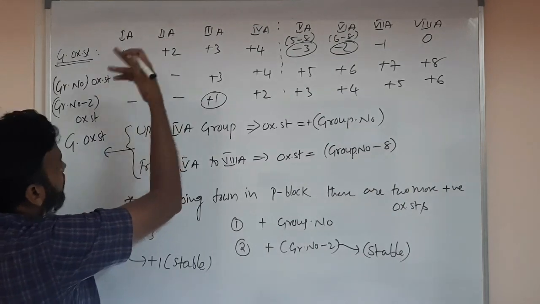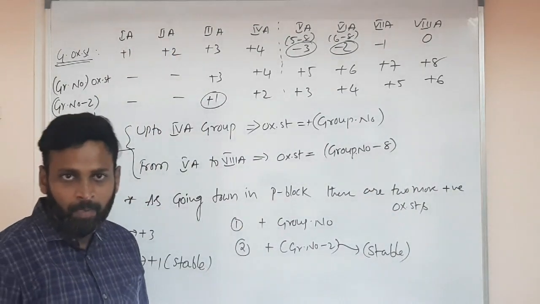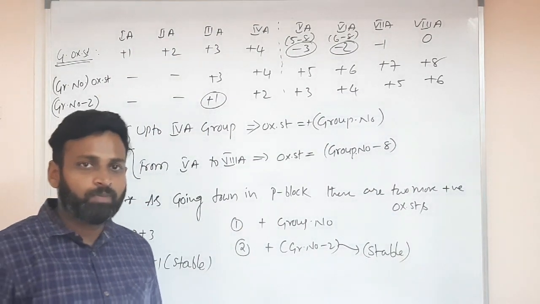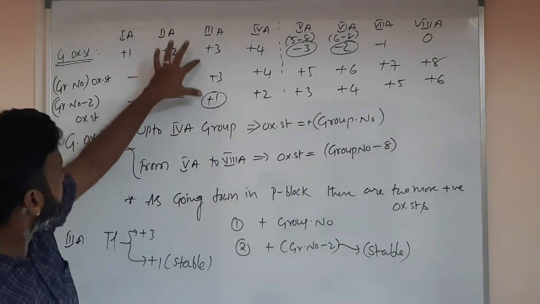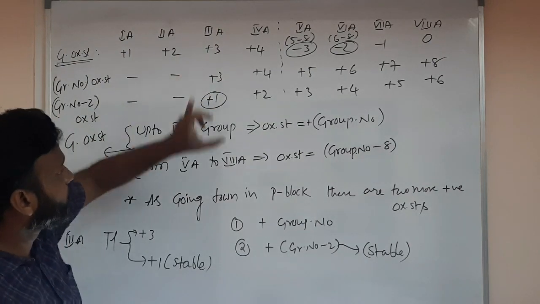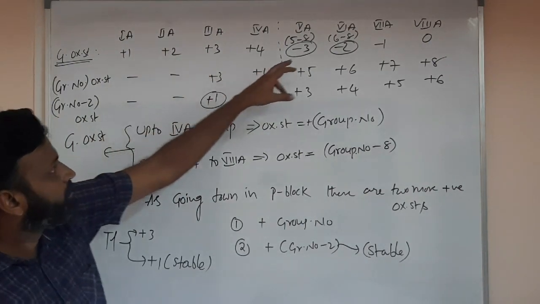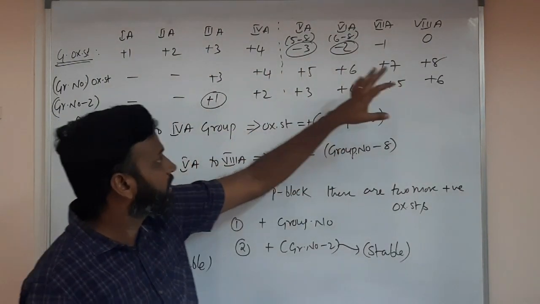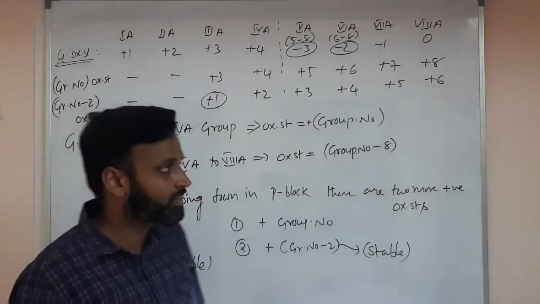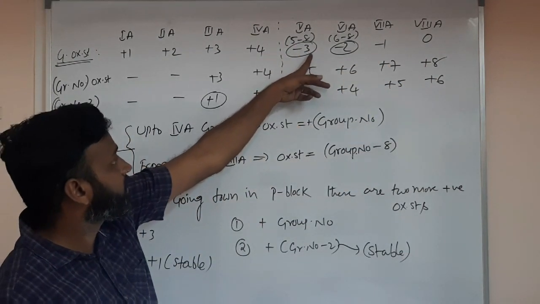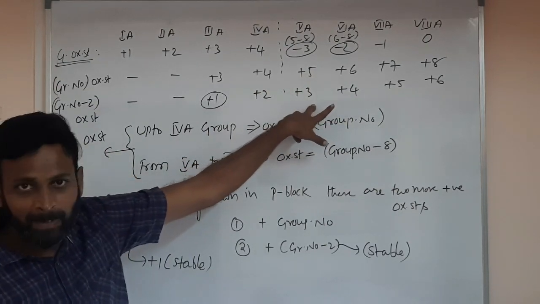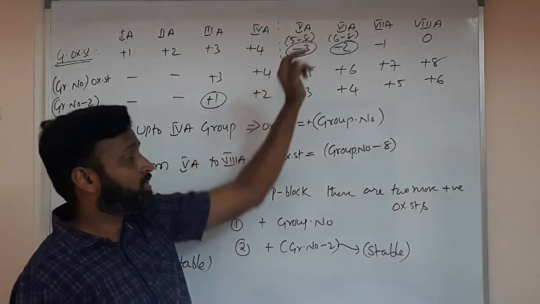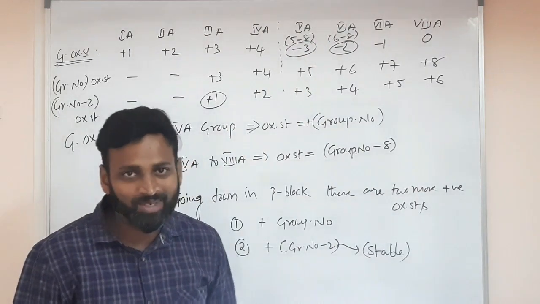So for 1A and 2A, only one oxidation state. For 1A, always plus 1. For 2A, always plus 2. But for 3rd A and 4th A, two oxidation states. And for 5th A, 6th A, 7th A and 8th A, there are three types of oxidation states, because here group number minus 8 is there, and group number minus 2. What is the group number oxidation state of 5th A? It's very simple, no? Plus 5.